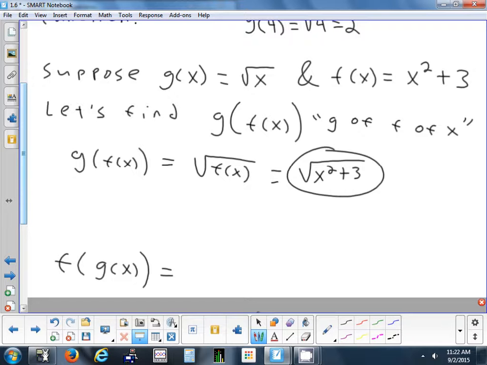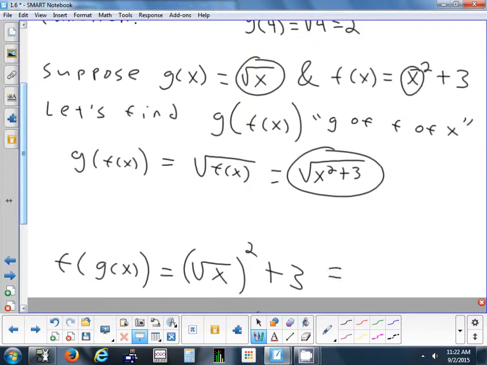Perfect. I'm going to take g of x and plug it into function f. So I'm going to take g of x, square root of x, and I'm going to plug that in for the variable in x squared plus 3. So all I did was change that to that. Okay, and Leon, what's going to happen there?